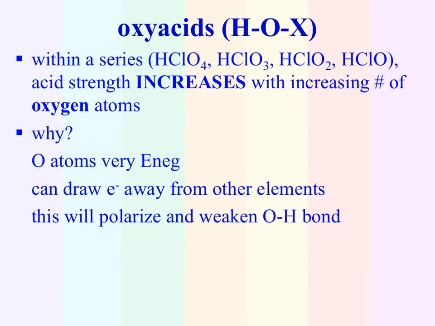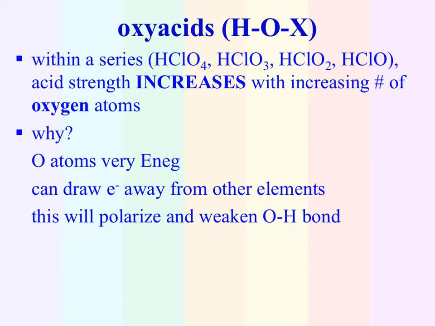So when we're looking at oxyacids, or acids in which you have a hydrogen attached to one of the oxygens in the molecule, we can look at a series of related oxyacids and relate their strength to the number of oxygen atoms present. HClO4 has 4 oxygens, HClO3 has 3, 2, 1, etc. The more oxygen atoms you have, the more likely your acid is going to put H plus into the solution. So the more oxygens you have, the more acidic your acid will be.